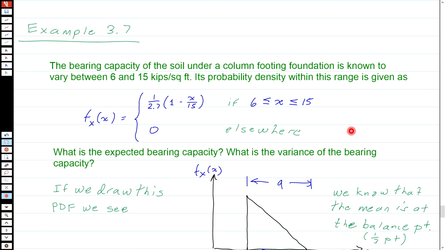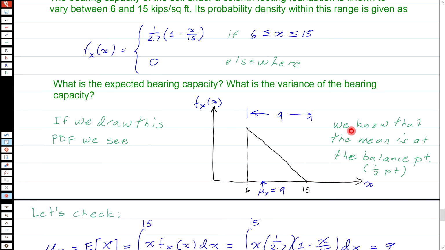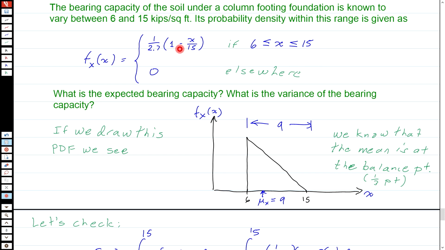I usually start a problem like this by drawing the distribution. We can see that as x increases, this thing decreases, and it decreases linearly. So it's going to be a triangular shape like this. It starts off highest at 6, so 1 minus 6/15 divided by 2.7 is the height there. And then as x increases towards 15, when x is 15, this becomes 1 minus 1, which is 0. So it decreases down to 0. We know that this is a triangular shape.